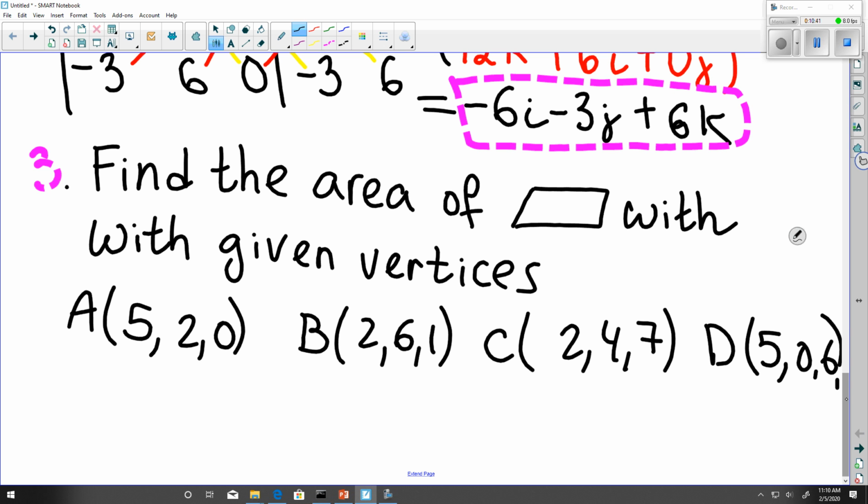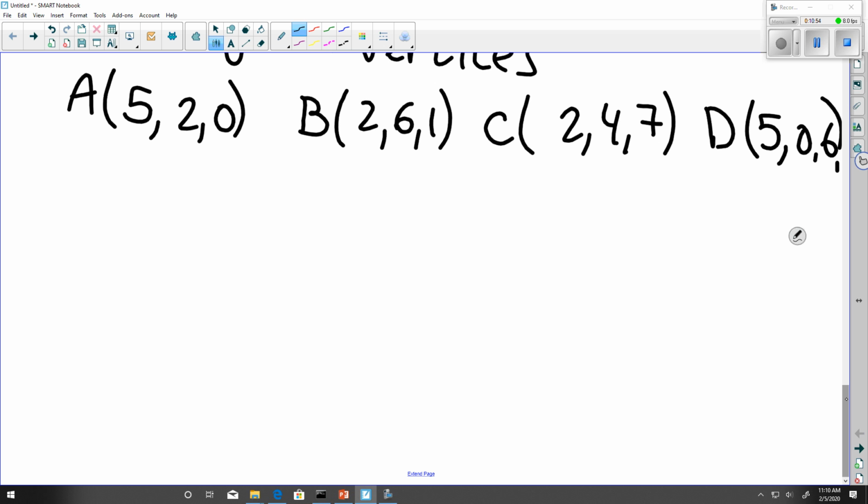Find the area of parallelogram with given vertices.